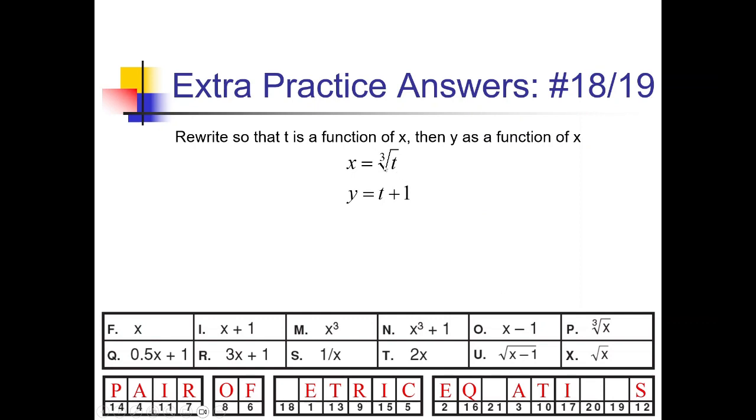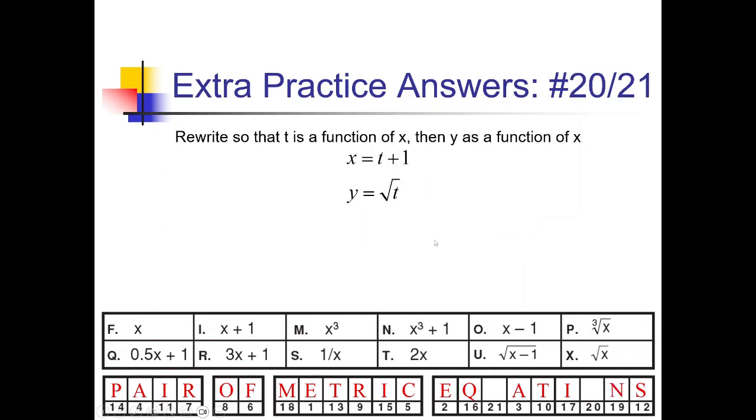For 18, to get this t isolated, to undo a cube root, I have to cube both sides of the equation. So I can write t equals x cubed. And that's going to be an M right here going in spot 18. So we got "metric" going on, pair of metric. Okay. And then replacing the t with an x cubed in the y equation, that one's actually pretty quick because I just do the substitution and then it's already simplified. So x cubed plus 1 is going to give me an N in spot 19, which is over here.